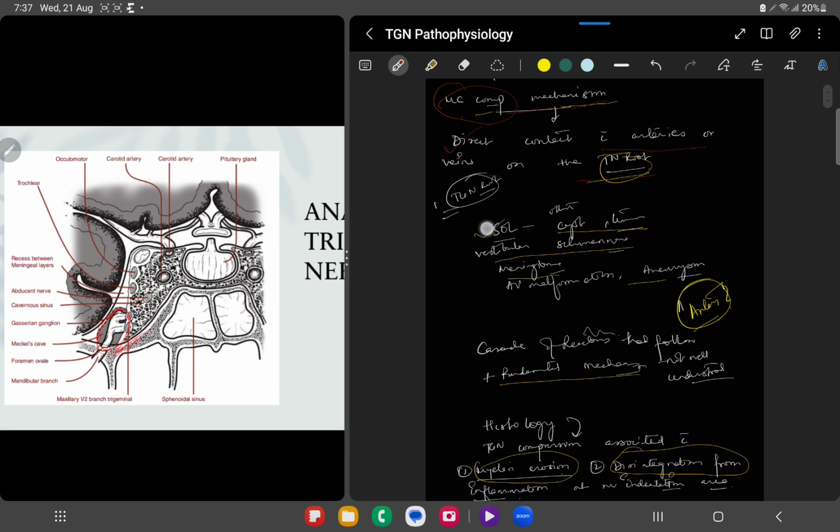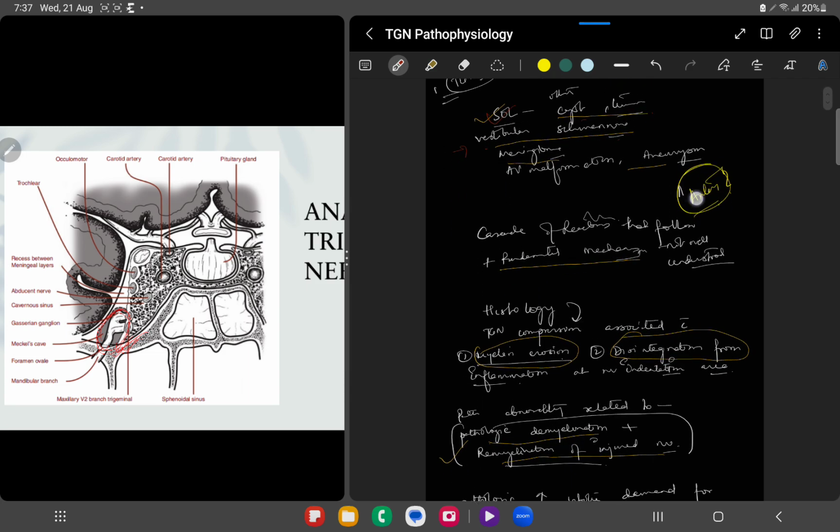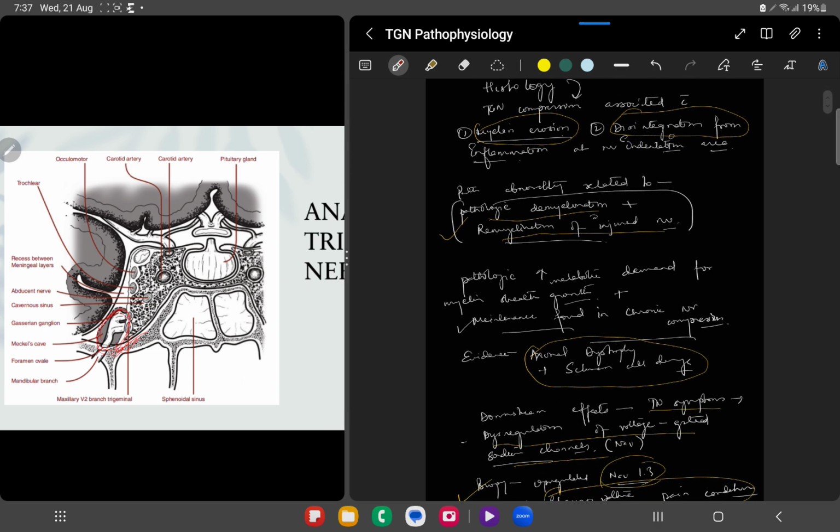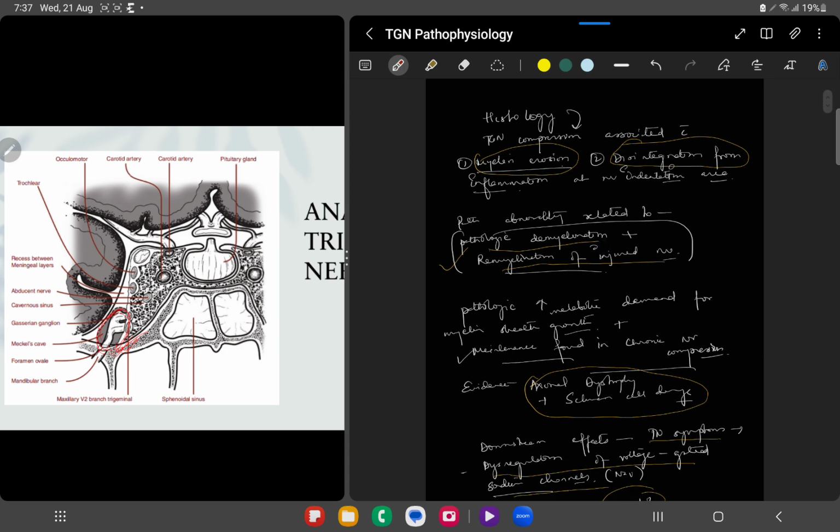Other causes may be space occupying lesions like any cyst or tumors. There may be tumors like vestibular schwannoma, meningioma, aneurysms or AV malformation. The cascade of reactions that may follow is not well understood. But if we see the histology, the trigeminal nerve compression is associated with two things: myelin erosion and disintegration from inflammation at the nerve indentation area.